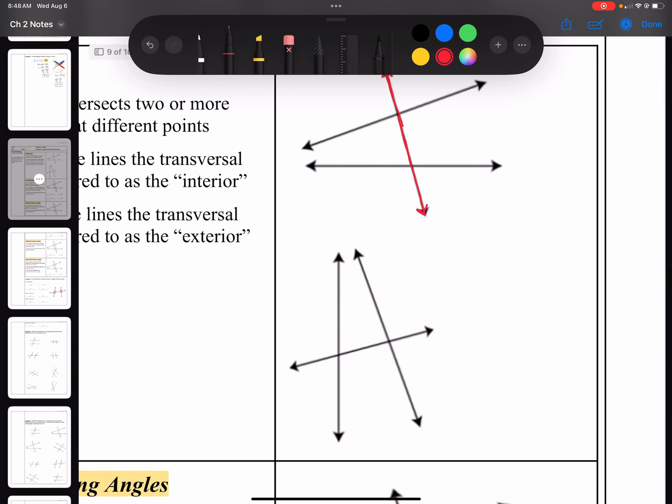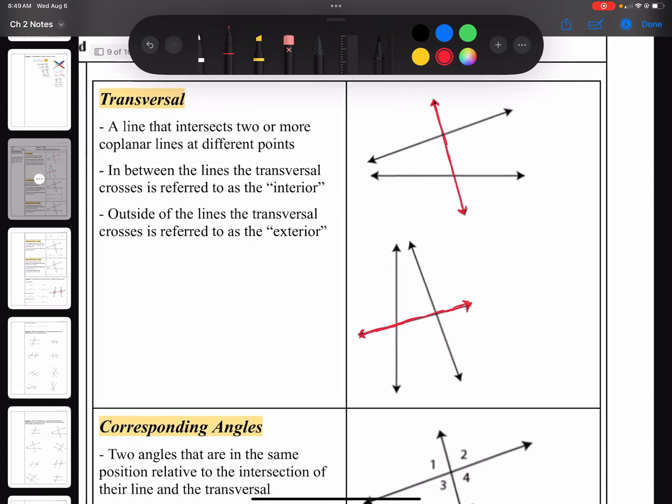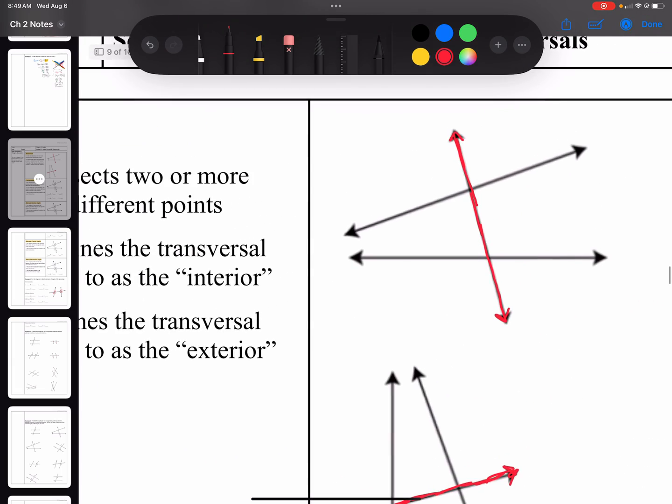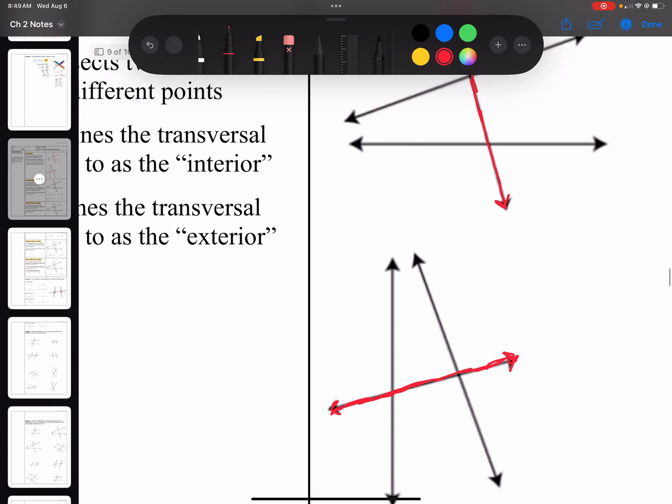It doesn't always go up and down, it could go any direction. In this diagram down here, this is my transversal line. Why is it a transversal? Because it is intersecting two other lines at different points. Now, it's important in these diagrams, I would label the transversal a little lowercase t.